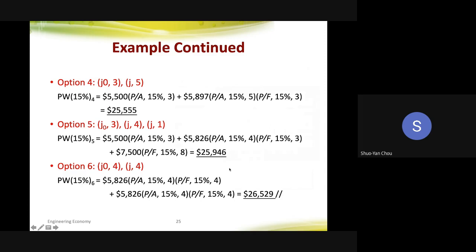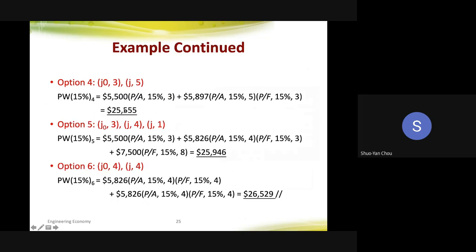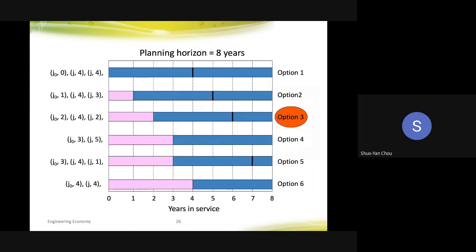All these numbers are bigger than 25,217, right? These are bigger. They're getting smaller and getting bigger, incidentally. So the result was taking the old one, and the challenger will be used after 2 years for 4 years, which is its economic service life. Then use it for another 2 years to meet the planning horizon requirement of 8 years.